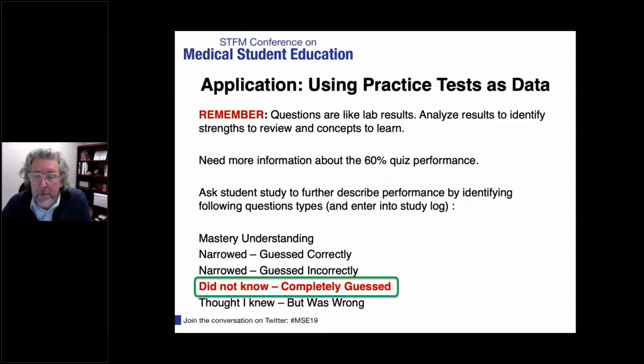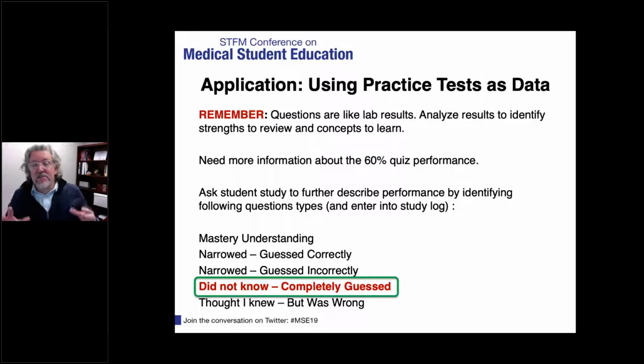Don't study them. Because if they are completely guessing, then there's a large gap in their fund of knowledge, and taking the time to fill in this gap is certainly important, but it is low yield as it relates to improving overall performance on a high stakes exam. Instead, I recommend that learners continue to work problem Q banks and focus on the questions in which they narrowed. And as I mentioned before, this is the high yield work, as there's less of a knowledge gap that needs to be filled.